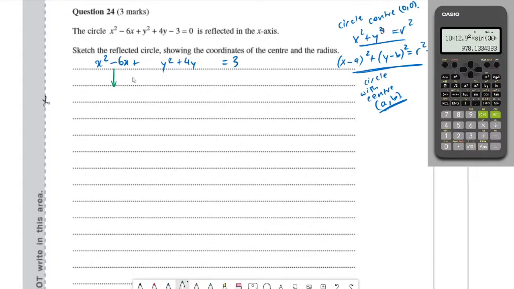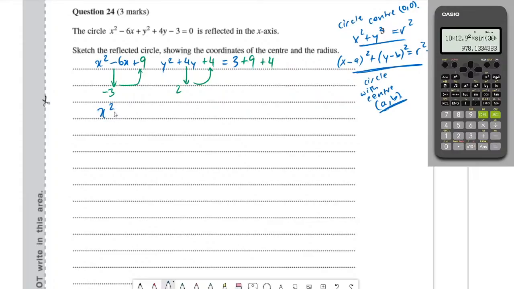The way I do this is I go, what's half of negative 6, which is negative 3. And I'm going to add that back on, and I'm going to square it and add that. So minus 3 squared is 9. So I'm going to add 9 there, and I'm going to add 9 there. And I'll do the same thing for this one. So half of 4 is 2. 2 squared is 4 and 4.